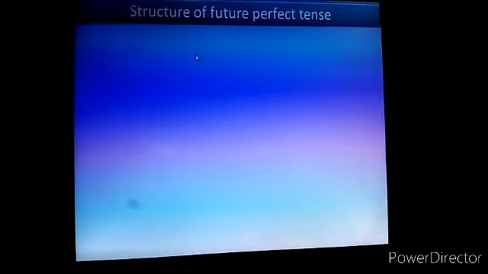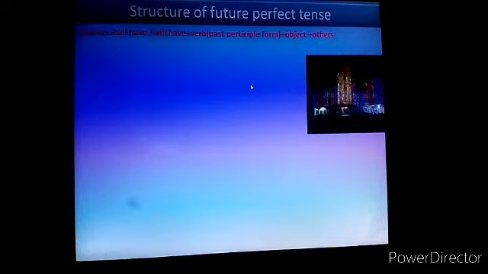Structure of future perfect tense. Subject plus shall have or will have plus verb past participle form plus object plus others. Look at the picture. They will have decorated our madrasa. Here they is the subject, will have is the auxiliary, then the verb past participle form decorated, our madrasa is the object. Here is the Bengali meaning.